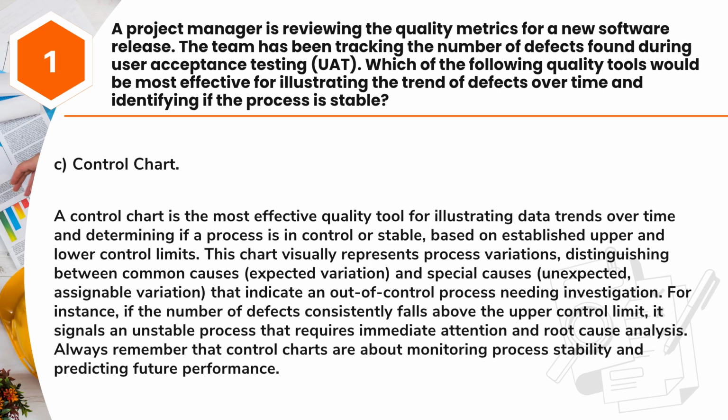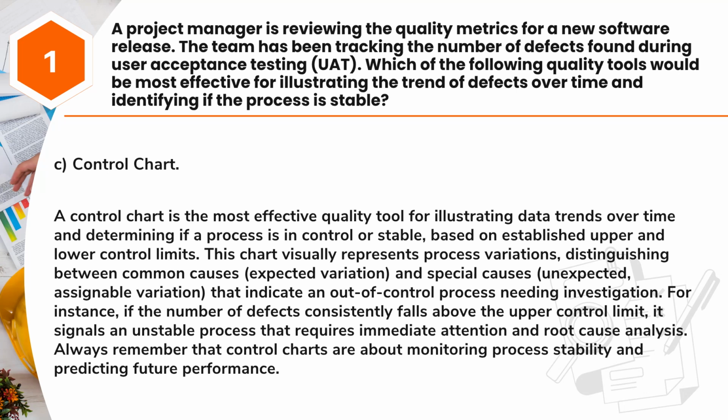Answer: C. Control chart. A control chart is the most effective quality tool for illustrating data trends over time and determining if a process is in control or stable, based on established upper and lower control limits. This chart visually represents process variations, distinguishing between common causes, expected variation, and special causes, unexpected, assignable variation, that indicate an out-of-control process needing investigation.